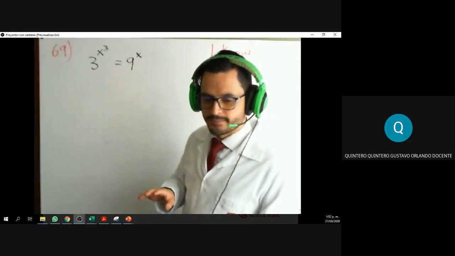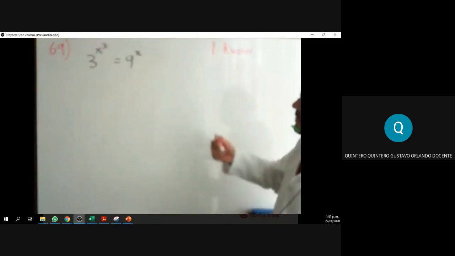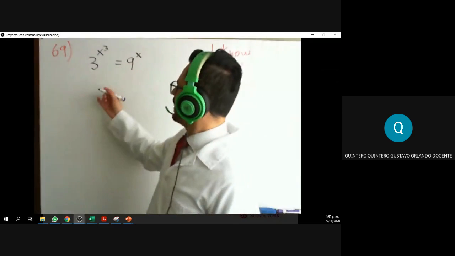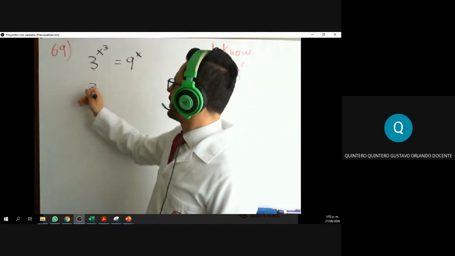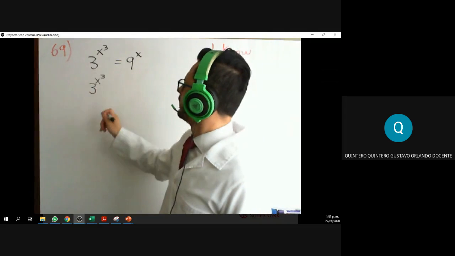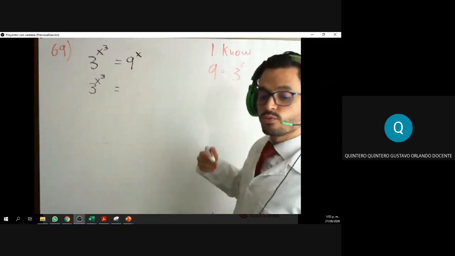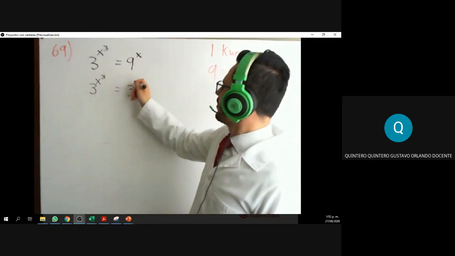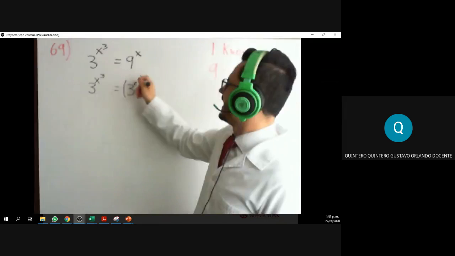All right? So what we know is to take the biggest one and try to make it into the smallest one. So 9 equals 3 to the second power. From here, if we rewrite the equation, on the left we're going to have the same, 3 elevated to the x cubed. But on the right, that is what we're going to change. We're going to change the 9. So we have 3 squared, all of that elevated to the x.